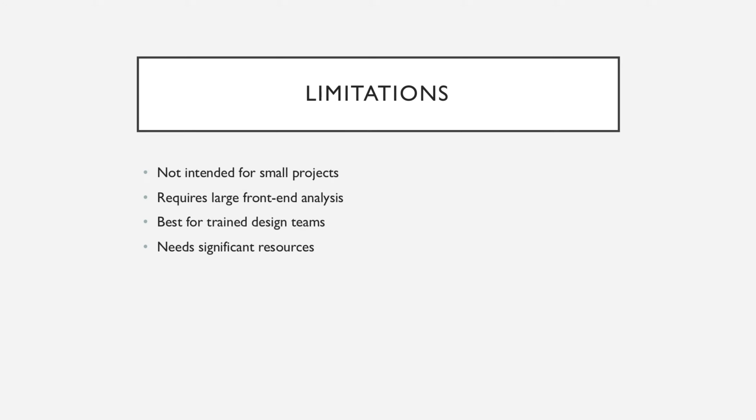This is our last slide. It's just to cover some of the limitations of the Smith and Reagan model. This model is not intended for small projects. It's what would be used to design an entire course or a whole program, not just a single lesson. It requires a lot of upfront initial work, it takes a dedicated design team, and it requires significant resources to do it right. That's all I've got.